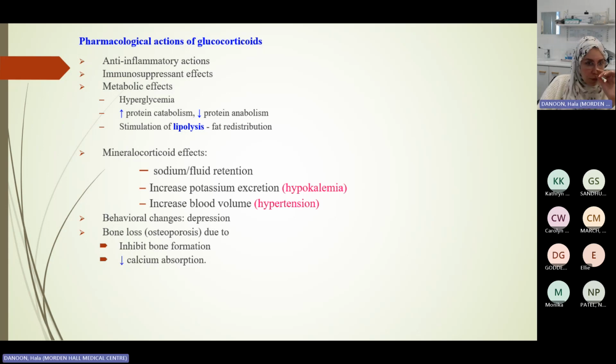The mineralocorticoid effect affects sodium and fluid retention, and that's why we see some patients on long-term steroids have higher fluid retention. It increases potassium excretion, so it causes hypokalemia. It also increases blood volume, so it causes hypertension. It can have a mood effect, so it can cause depression or psychosis. It can affect bone by causing osteoporosis, as it inhibits bone formation and reduces calcium absorption. So understanding the pharmacological effects of a steroid will help us manage symptoms or side effects of these medications in the long term.